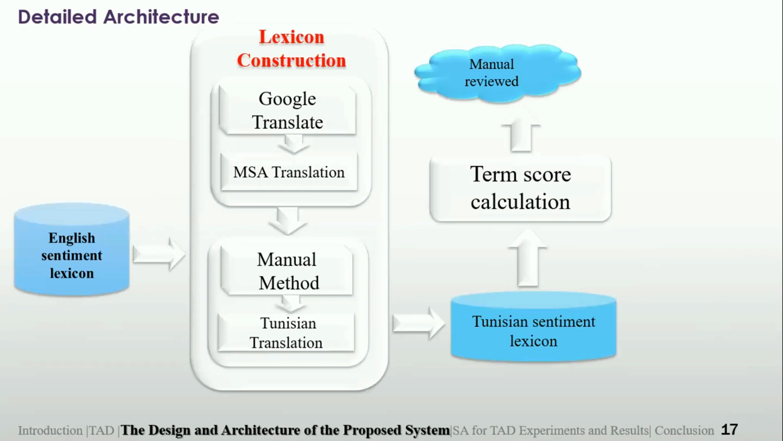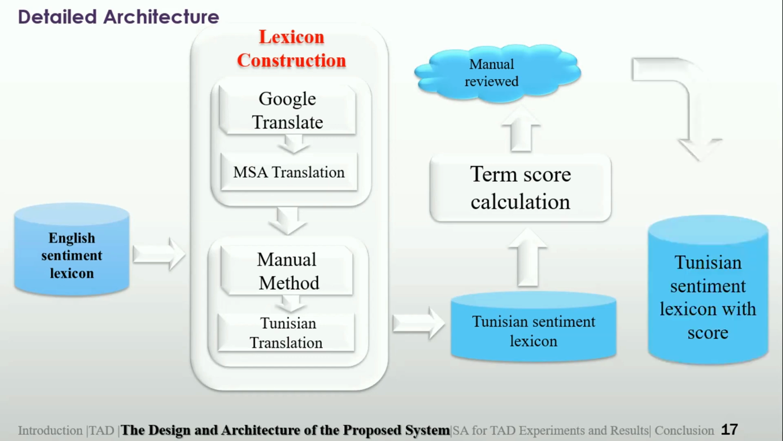The next step is to choose an English sentiment lexicon, translate it to MSA using Google Translate, and then manually translate it to the Tunisian dialect. Then we have our Tunisian sentiment lexicon. In this step, we use a term score calculation method, and then review our Tunisian sentiment lexicon. The final step is to have a Tunisian sentiment lexicon with a score.